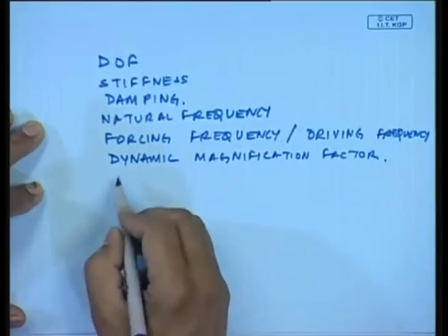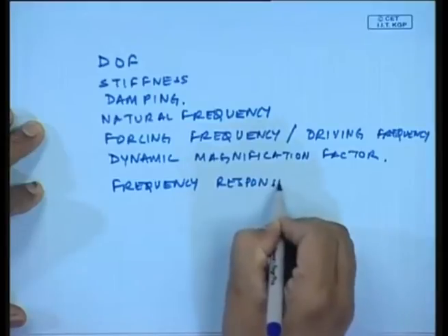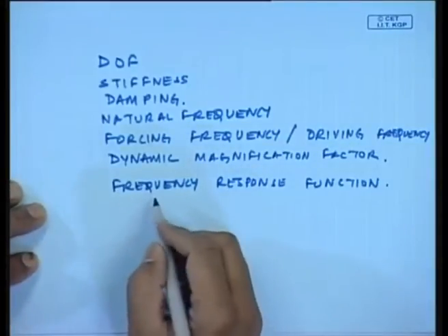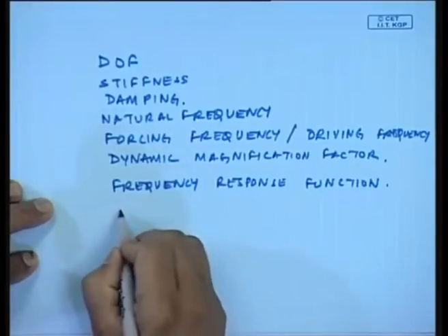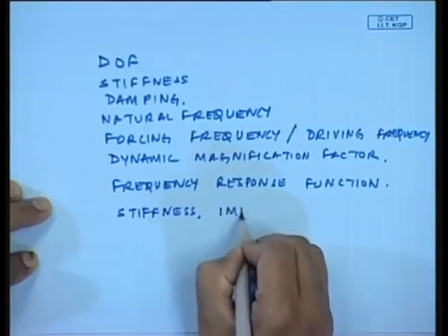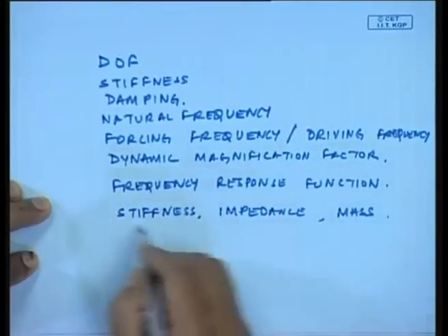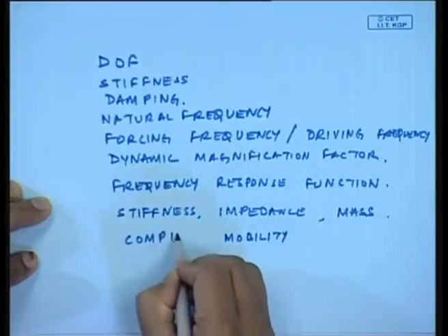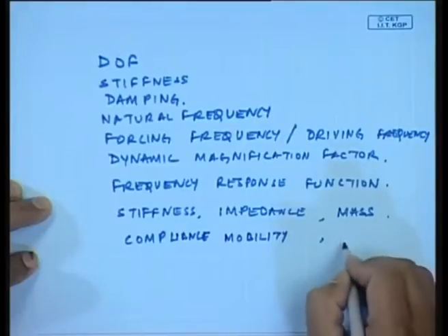and the fact that the frequency response function can be measured by a few terms like flexibility or mobility, inertance, stiffness, impedance, mass, then we have the mobility, compliance, and the inertance.